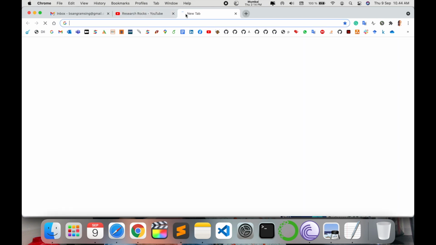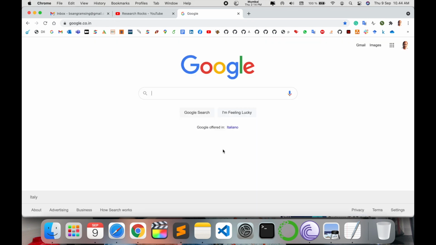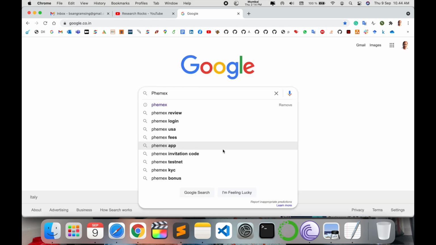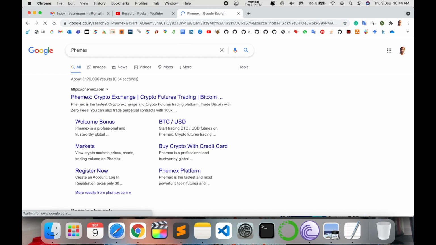After that, simply open a new tab in Google and enter Phemex. This platform application is also available on the Android and iOS stores. You can do the same process on your smartphone devices like this. Phemex crypto exchange, crypto features, trading Bitcoin, that one is quite amazing. They are providing you a welcome bonus.